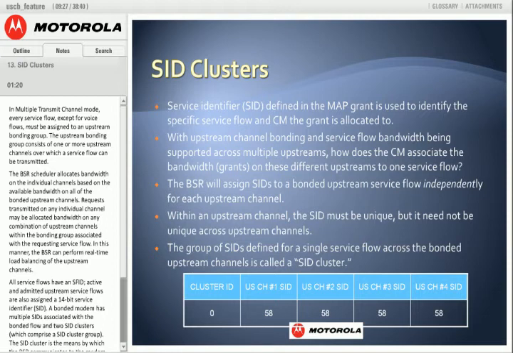All service flows have a service flow ID. Active and admitted upstream service flows are also assigned a 14-bit service identifier, or SID. A bonded modem has multiple SIDs associated with the bonded flow, and two SID clusters, which comprise a SID cluster group. The SID cluster is the means by which the BSR communicates to the modem the upstream bonding group that the service flow is assigned to.